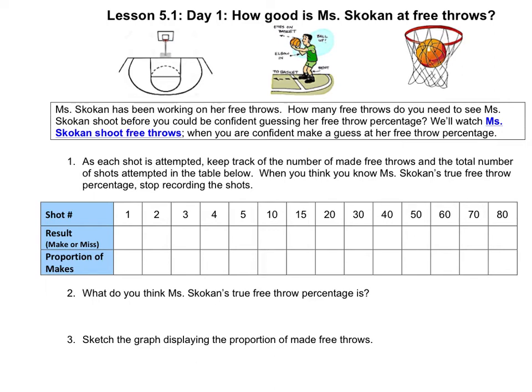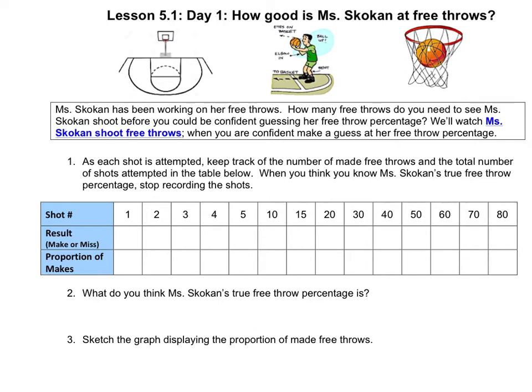So let's read the setup. Ms. Skokin has been working on her free throws. How many free throws do you need to see Ms. Skokin shoot before you could be confident guessing her free throw percentage? We'll watch Ms. Skokin shoot free throws. When you're confident, make a guess at her free throw percentage.